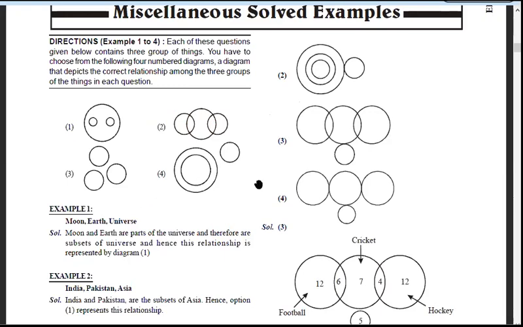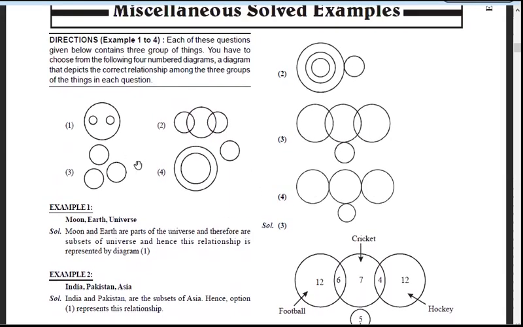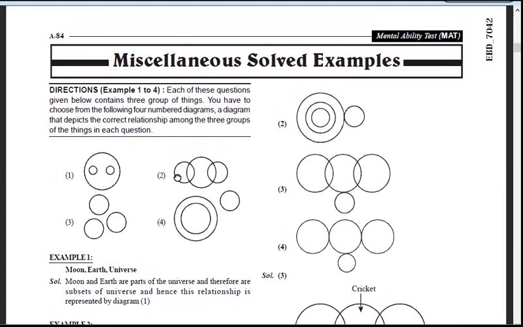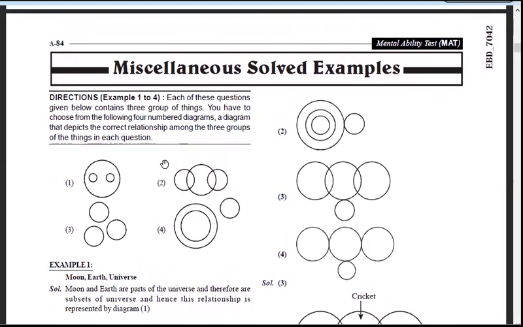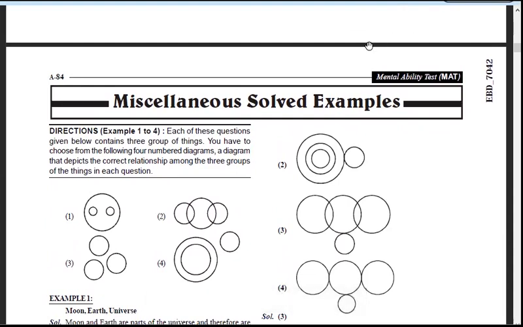Now just see this. So this is the problem. These are four types of Venn diagram which can be possible. So question one is Moon, Earth, Universe. Moon, Earth, Universe is represented by which type of Venn diagram? 1, 2, 3, 4. Tell me. Yes, very good. Moon, Earth, and Universe is represented by the first one. Very good, everyone.